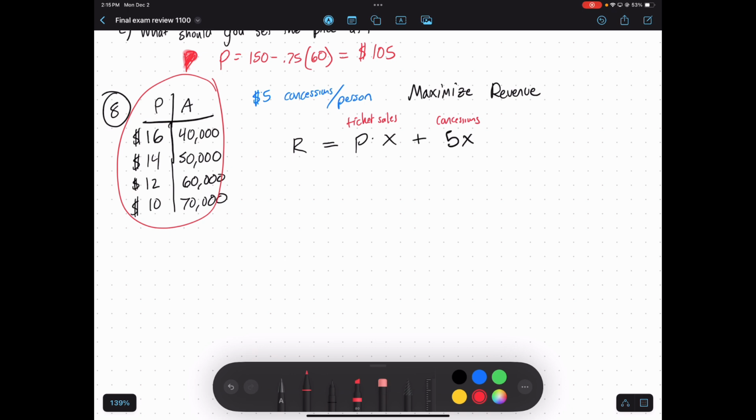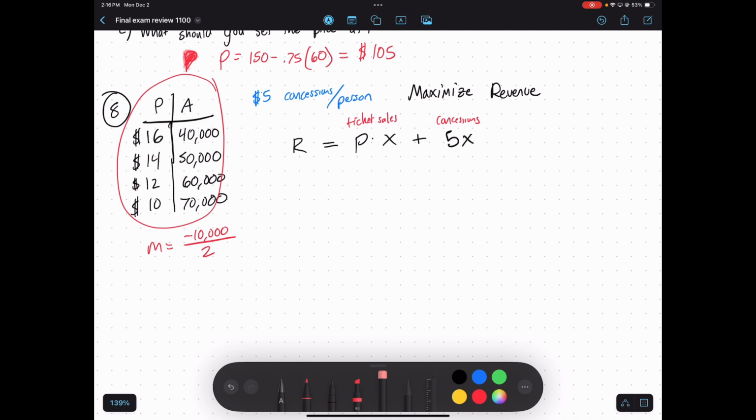Notice, if I look at what's happening with this table, what kind of relationship is going on here? A linear relationship, which means I should be able to create a linear equation out of this, right? So what's my slope? It is negative 10,000. I lose 10,000 attendance every $2. So I'm losing 10,000 in attendance every $2 that I increase the price.